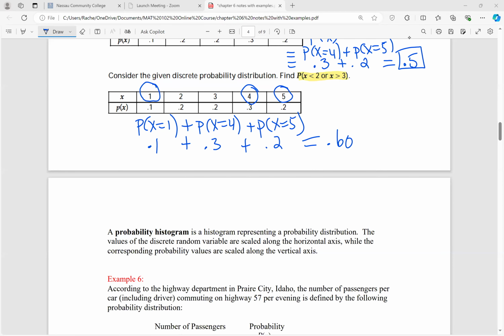So we're going to end this lesson here. And in the next lesson, I'll quickly go over how to construct a probability histogram, and then we'll work on example 6.